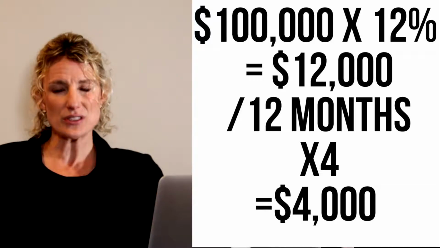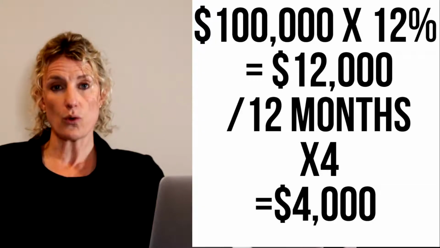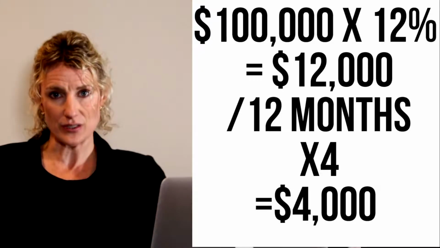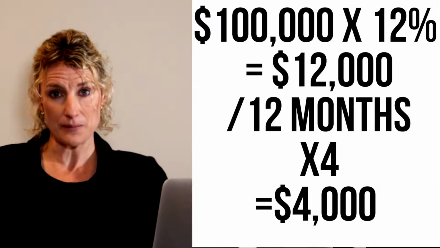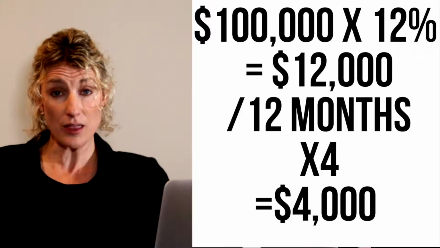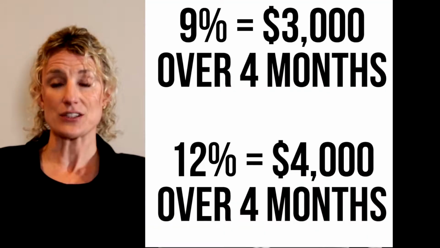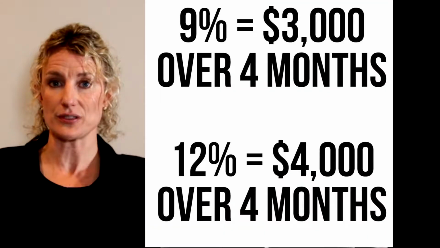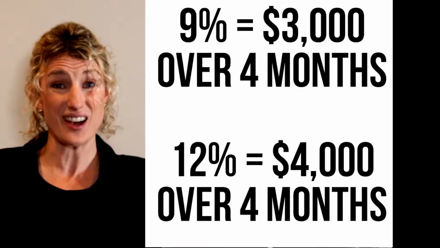Now let's do the same for the 12% private money loan. That's $1,000 a month times 4 months, that's $4,000. So at 9%, over 4 months, that $100,000 is going to cost you $3,000 in interest. At 12%, it's going to cost you $4,000. So the difference there is $1,000.